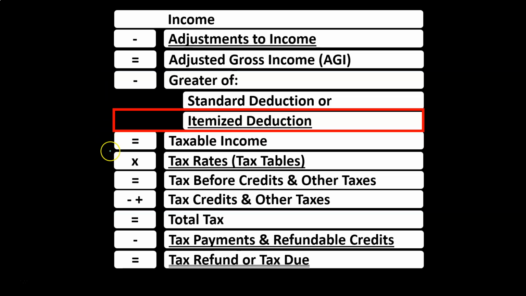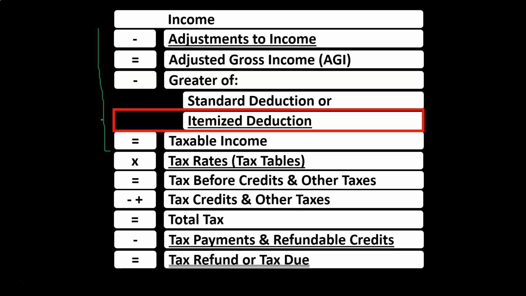We're going to be on the first half still, the up top, basically modified income statement. We're talking about the below the line deductions. And when I say below the line deductions, I'm saying that's going to be one of, or the greater of, either the standard deductions or the itemized deductions. Here we're focusing on the itemized.